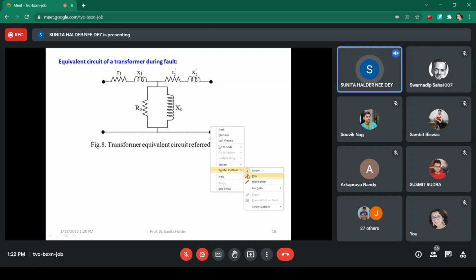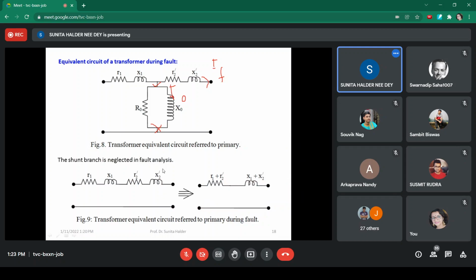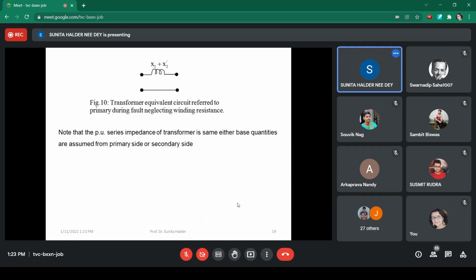Since the fault current is huge and is flowing through this transformer, the no load component of current is very low as compared to the fault current. So we may disconnect that one, and it will be represented only by a series circuit. Now if we apply the per unit representation, then we have no need to bother about the primary or secondary. We can use it very readily, right?